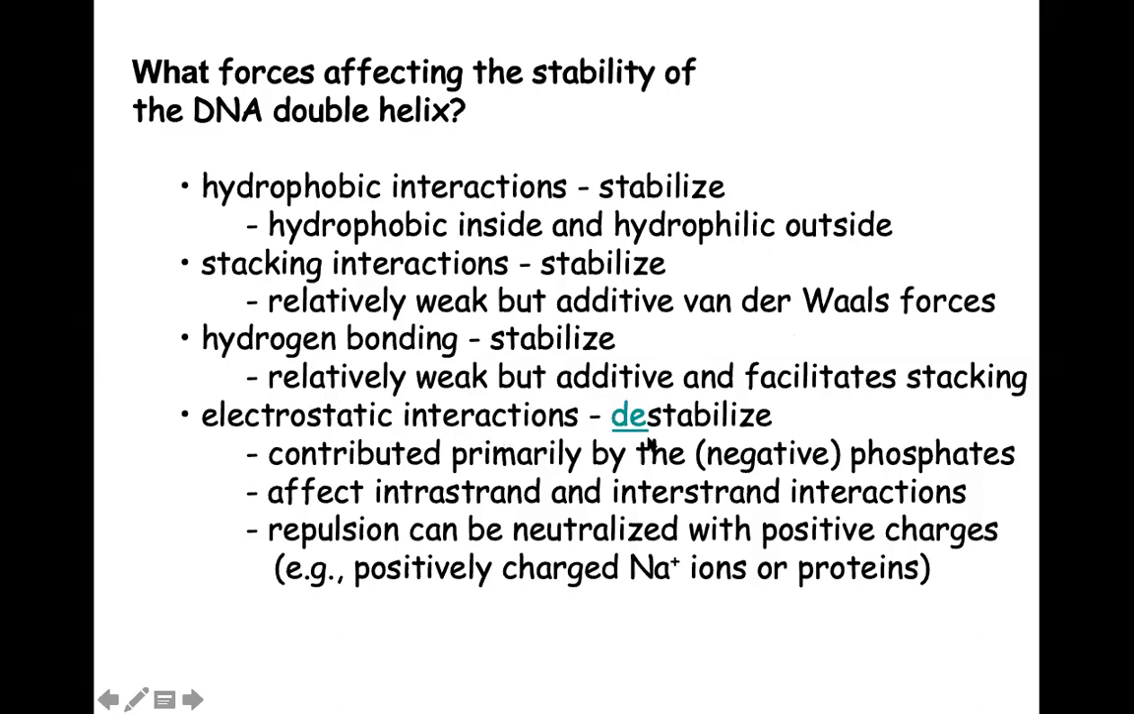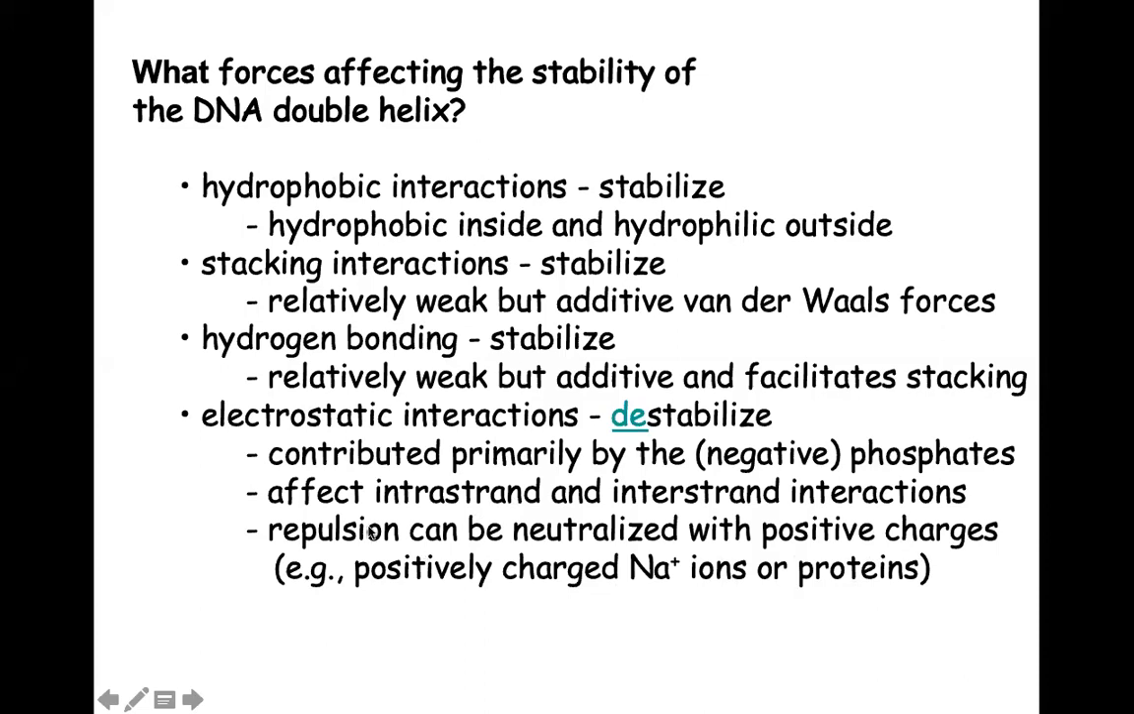Electrostatic interactions destabilize, contributed primarily by the phosphates, and affect intra-strand and inter-strand interactions. Repulsion can be neutralized with positive charges. So a positively charged sodium ion or protein helps here. When DNA opens the double helical structure, electrostatic interactions are increased.